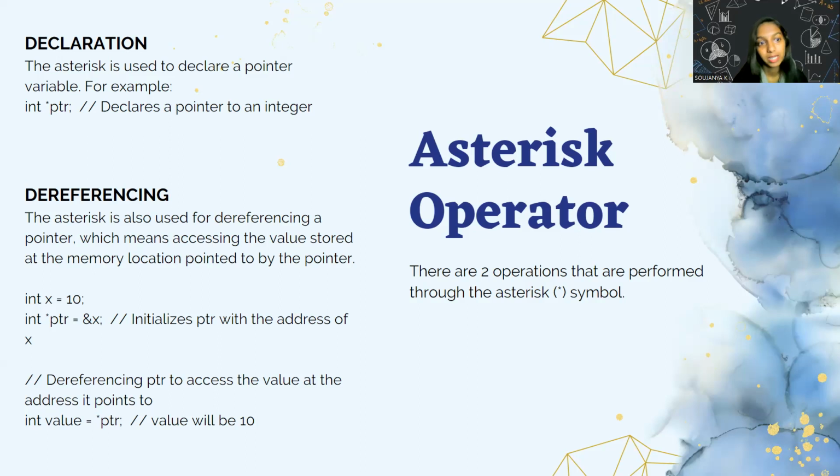Now the next is dereferencing. The asterisk is also used for dereferencing a pointer, which means accessing the value stored at a memory location pointed to by the pointer.